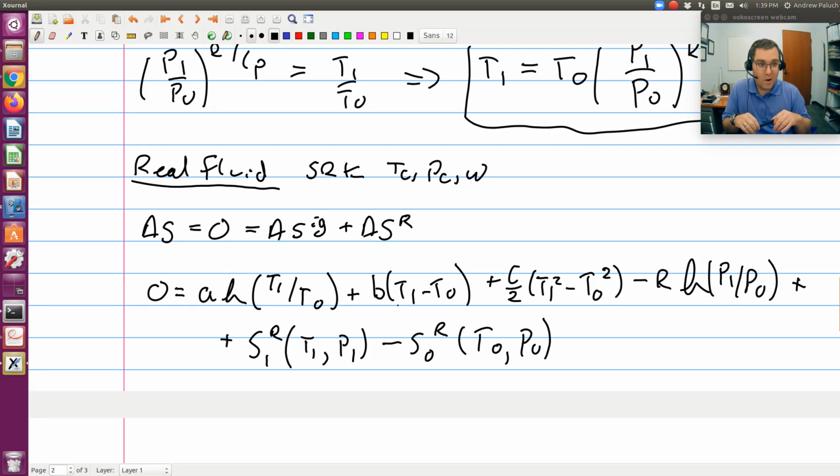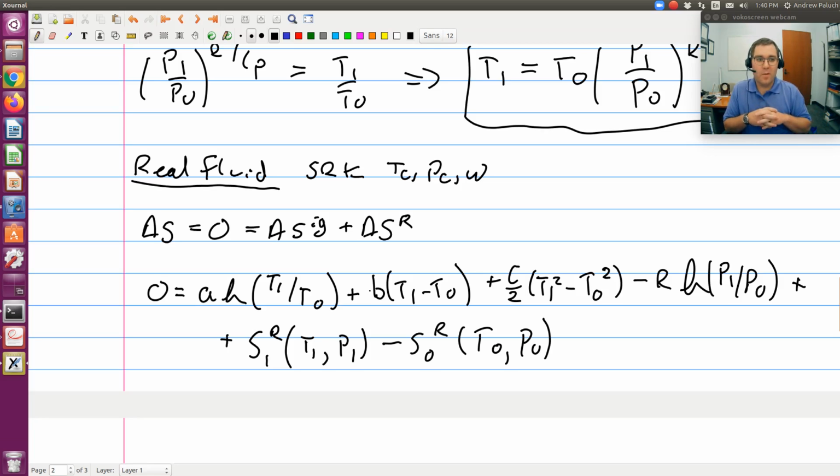While S naught R could be calculated directly because T naught and P naught are known, S1 residual is the challenge. For each guess value of T1, if you're trying to solve this by hand, you would need to solve the SRK equation of state. First you would solve for your Z's. Once you have your Z's, you can use that to calculate your residual entropies. And if you have more than one real root, you need to choose the appropriate root, and so on and so forth. MATLAB readily allows you to automate that. But I think that's it. It's just a matter from there of doing it.